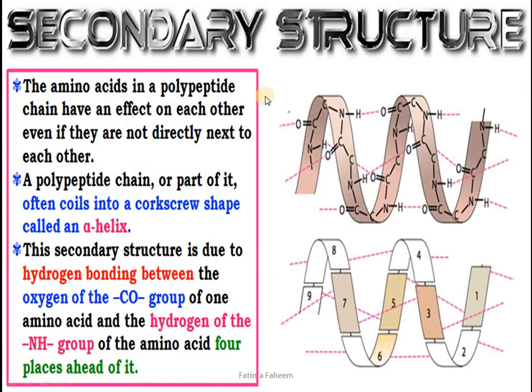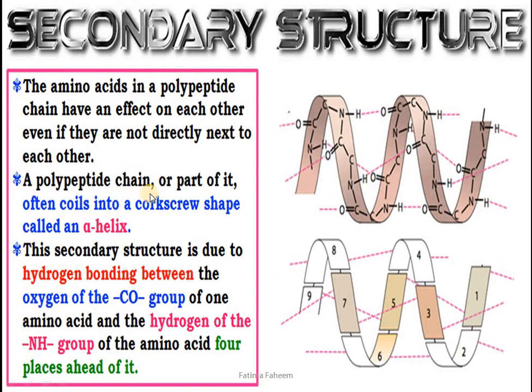This is the secondary structure now. The amino acids in a polypeptide chain have an effect on each other even if they are not directly next to each other. In the primary structure, amino acids are linked together, but even if they are not directly linked in a polypeptide chain, one amino acid would be affected by the other.